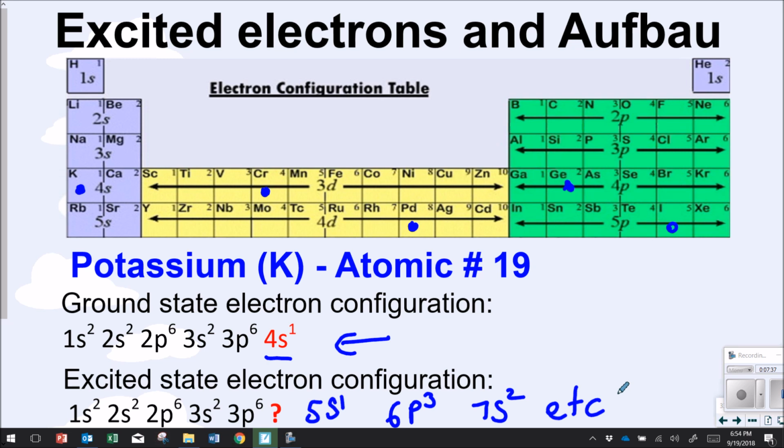So how do we know that this electron configuration would still reflect potassium? Well, all we do is count the electrons. We know that potassium has an atomic number of 19, so it should have 19 electrons. And as long as we have 19 electrons, it is still potassium, just in either the ground state ending at 4s1 or the excited state if that electron has moved to a higher energy level. Hope you have taken good notes, and see you in class.